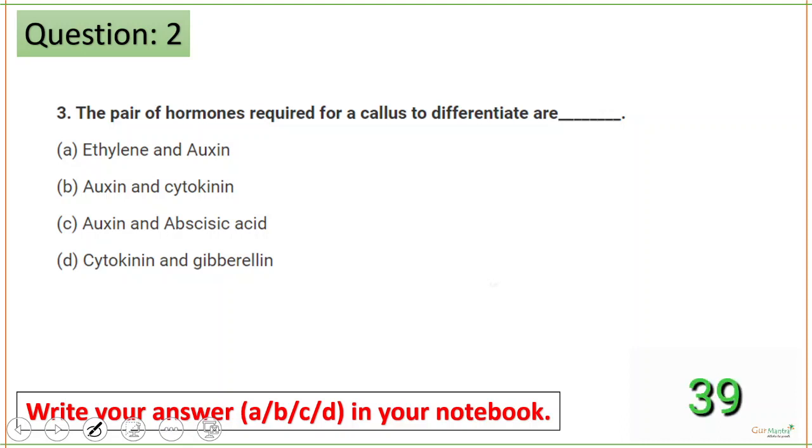So the pair of hormones that is required for a callus to differentiate are, so what are those two hormones which are involved in the differentiation of callus? You know what is a callus? Callus is an undifferentiated mass of cells. When they differentiate, they gain the function and they become a particular organ. Okay, so what are the hormones which are involved in callus differentiation?